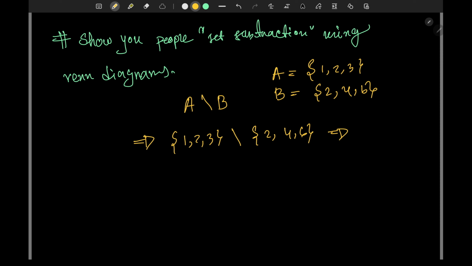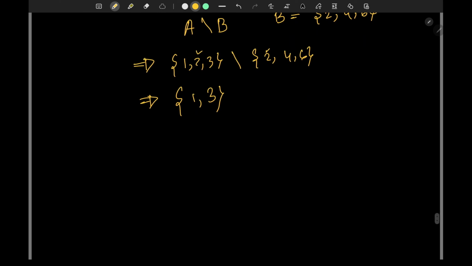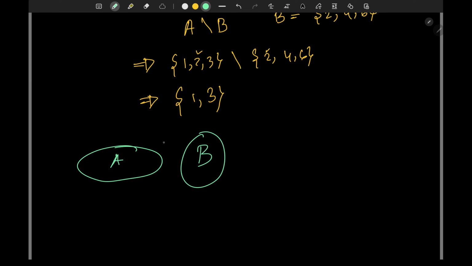At the same time, we seek if there are any common elements between A and B as well. If there is, we get rid of that as well. So here we have a 2 common in between these two sets. So the result would be just 1 and 3. Okay. Now, if you draw a Venn diagram like this, let's say this is A, this is B, how do you do this, A subtract B? It's very simple.